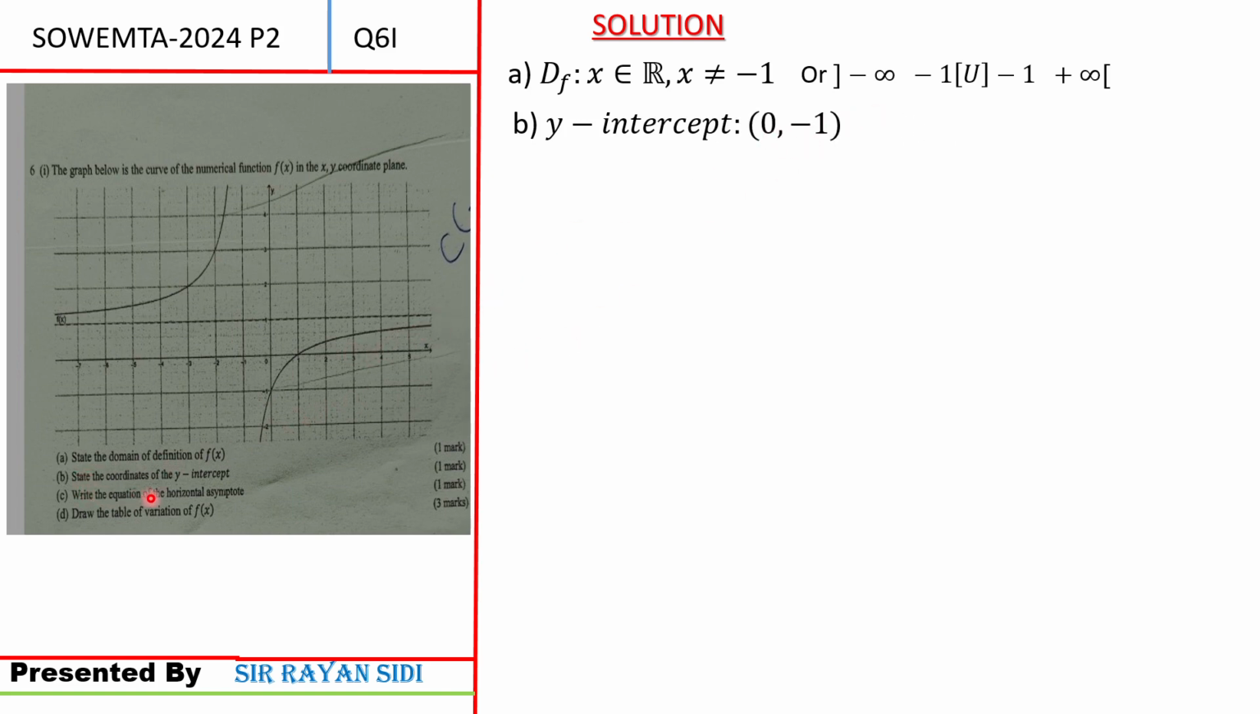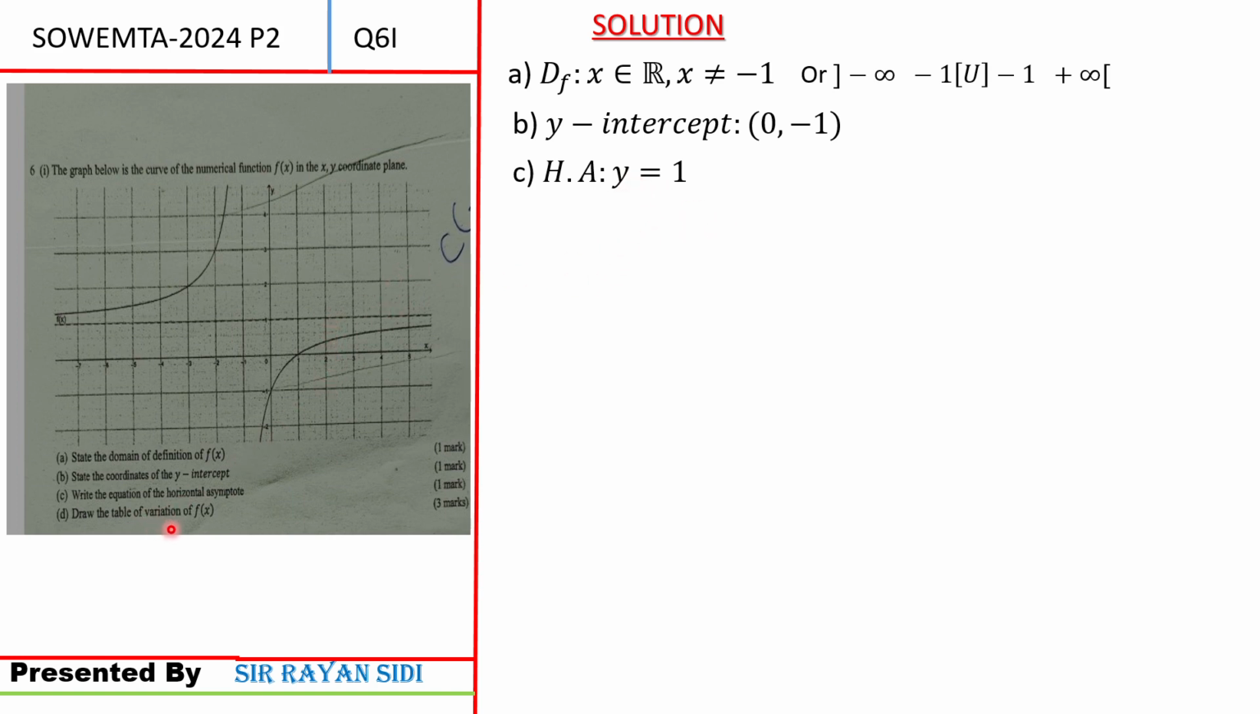Now they say write the equation of the horizontal asymptote. This is our horizontal asymptote here because you are seeing that it's broken and it's horizontal, and it's at the point where y equals 1. So our horizontal asymptote is y equals 1. So this is the equation of our horizontal asymptote.